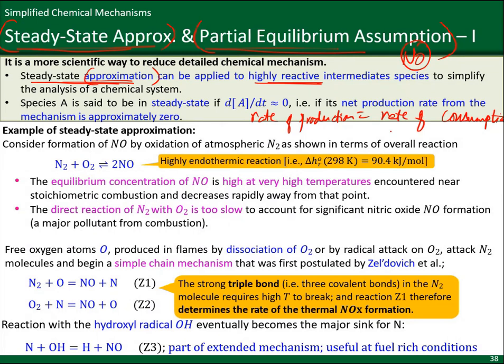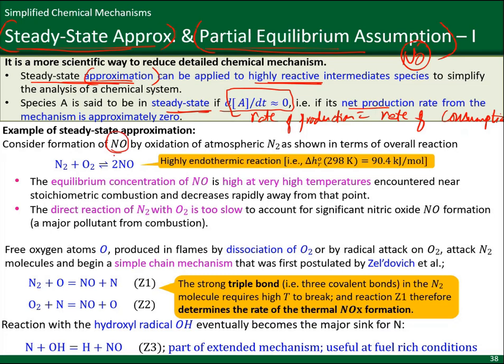Or you could say that as soon as it's formed, it gets consumed, right? So more or less their concentration remains constant. It's going to be very small, and it remains constant. It does not change over time. So if the concentration of any particular species is almost constant, then we can say that species is at steady state. Or in other words, as we discussed here, the net production rate is zero, or the production rate is equal to the consumption rate. And now let's look at how we can apply that for coming up with a simplistic version of the mechanism for the formation of nitric oxide, which is NO.